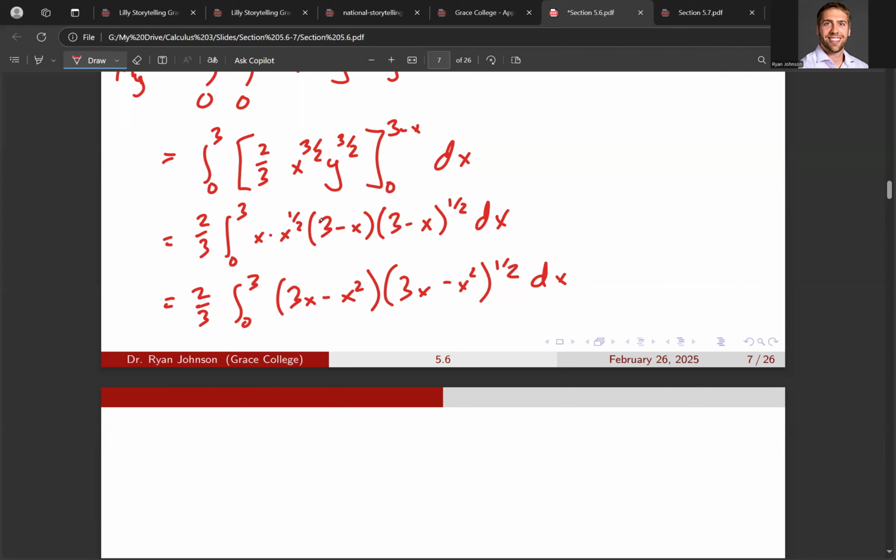Let me just check real quick if there's anything that would be useful. Probably not. There's no u to the 3/2 when you don't have the du, of course. Okay.